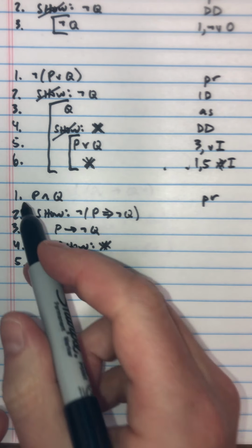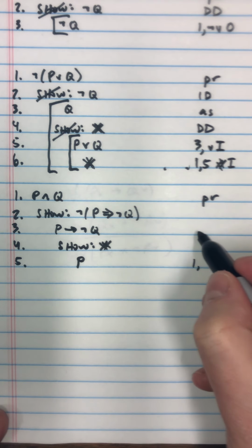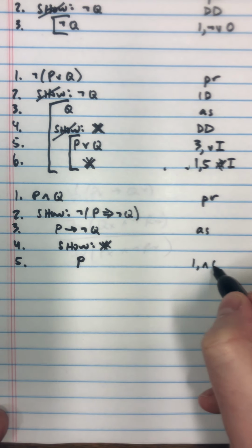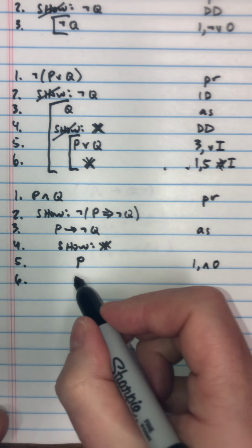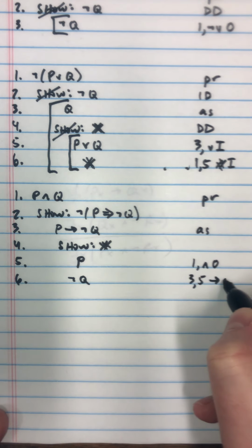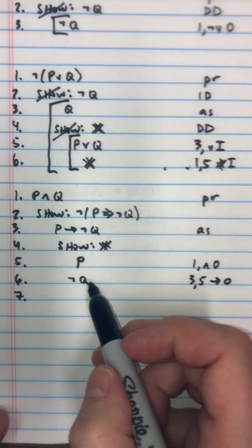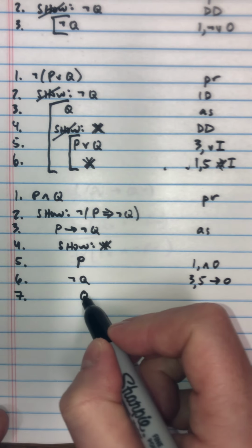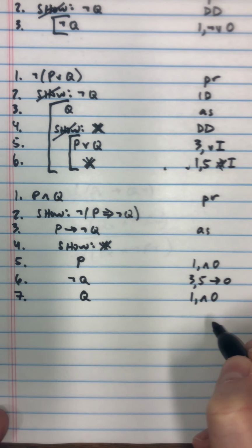And here we can get it pretty easily. From line 1, we can get P. That's from line 1 by and out. From 3 and 5 now we can get not Q by arrow out. And not Q contradicts Q, which we can get by doing and out. That comes from line 1 by and out.